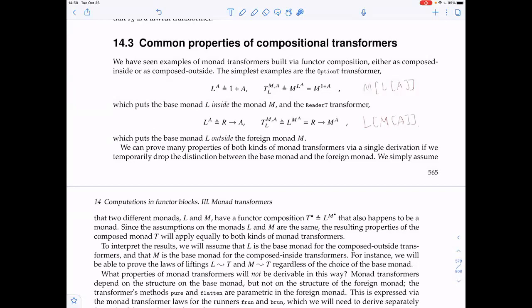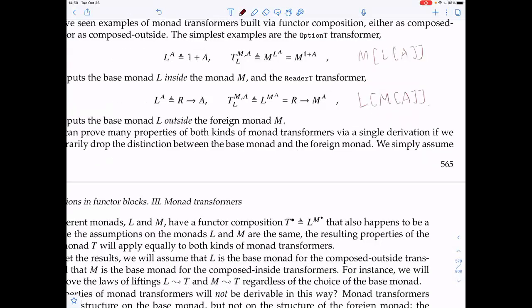The properties are similar because in order to show that this type constructor or this type constructor is a monad, what we do is we swap the type constructors. So let me indicate very quickly how that is done.